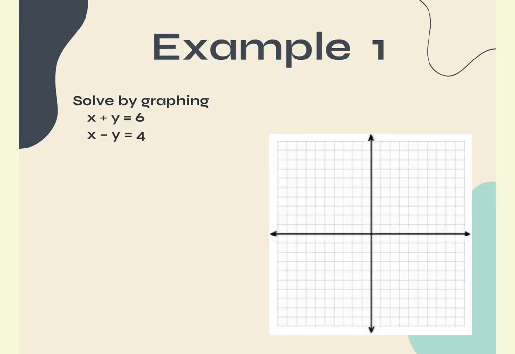Okay, so example 1 says solve by graphing. I'm going to look at these 2 equations. If it was in y equals mx plus b form, I could graph using slope and y-intercept. Or if it's in this form, this is standard form, you can use the intercepts to graph it. I don't care how you graph it. I would say most commonly we do slope-intercept, so that's what we're going to do.